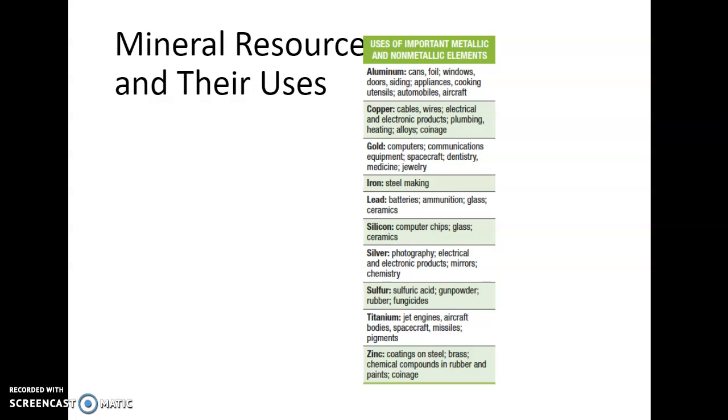So, mineral resources and their uses. Aluminum can be used for cans, foil, windows, doors, siding, and more. Copper can be used for things like electrical and electronic products. Iron for steelmaking. Silver for photography and electrical and electronic products. And you can read the rest of them.